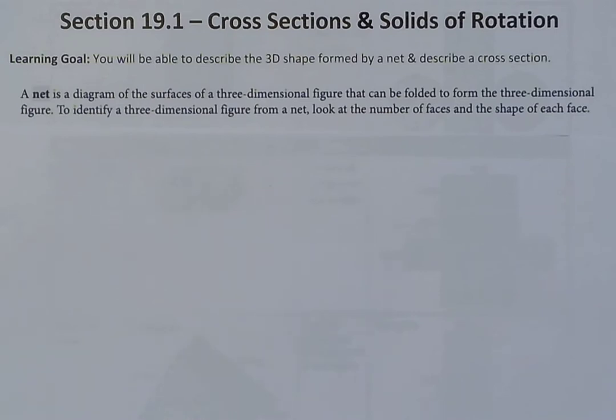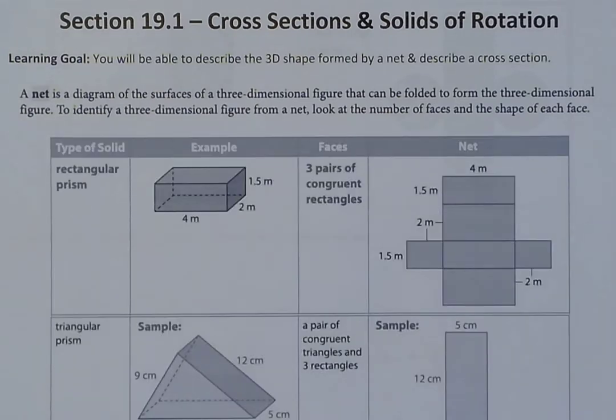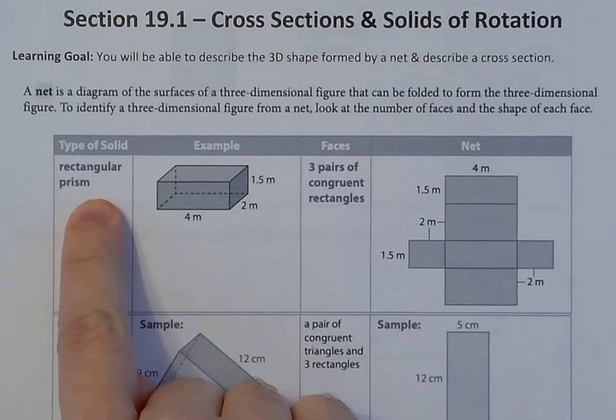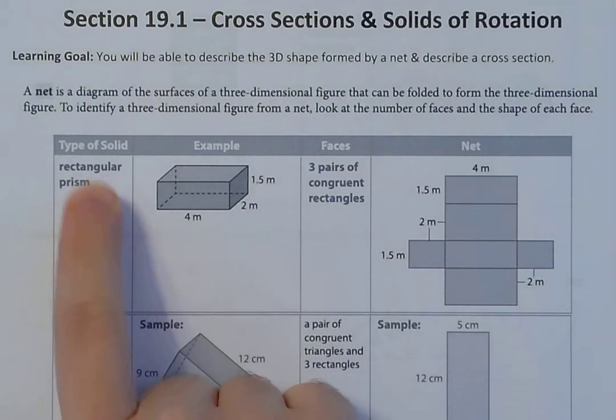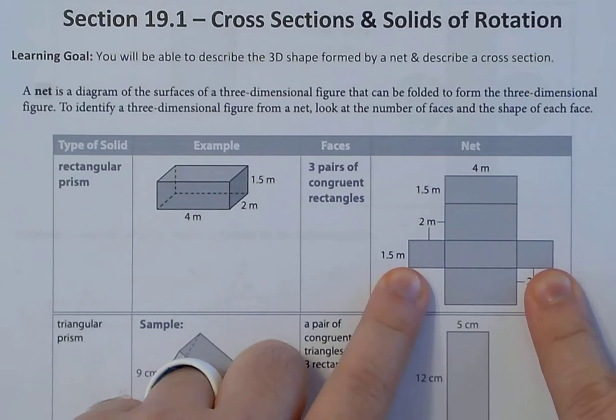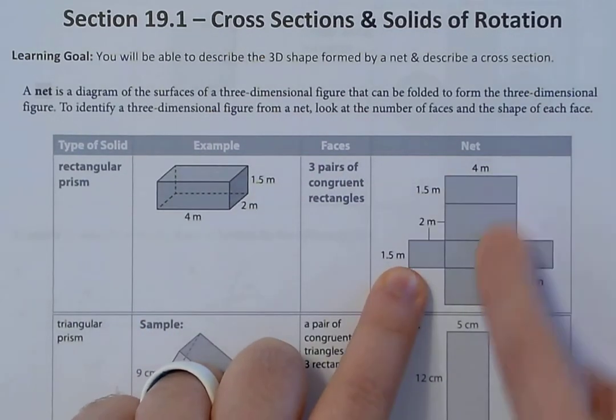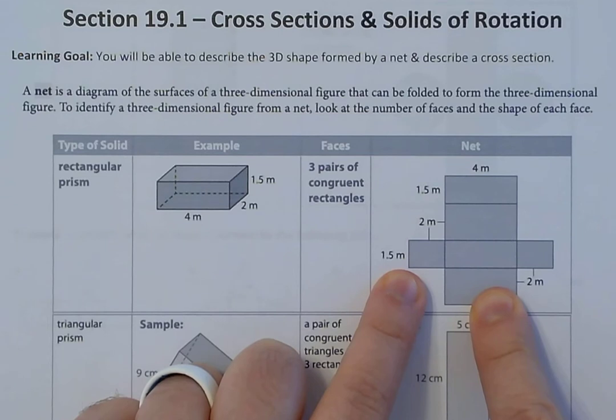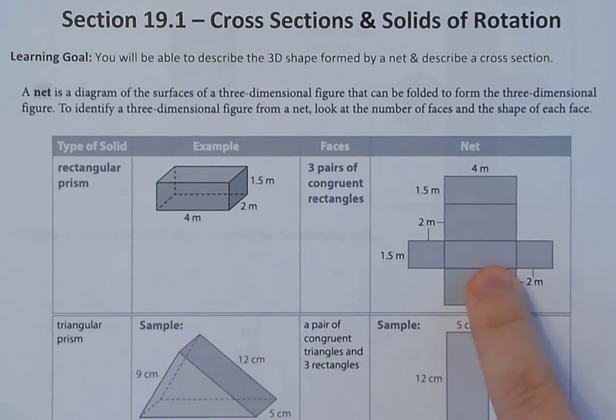So for our notes, the rest of the first page just goes through and talks about the different types of nets for the different types of 3D shapes. So for our first one, we have a rectangular prism. Prism indicates rectangular sides, and then the first name is going to indicate the base. So rectangular, that means I have rectangles for my base, and prism indicates that I have rectangular sides. So this is the net of a rectangular prism.